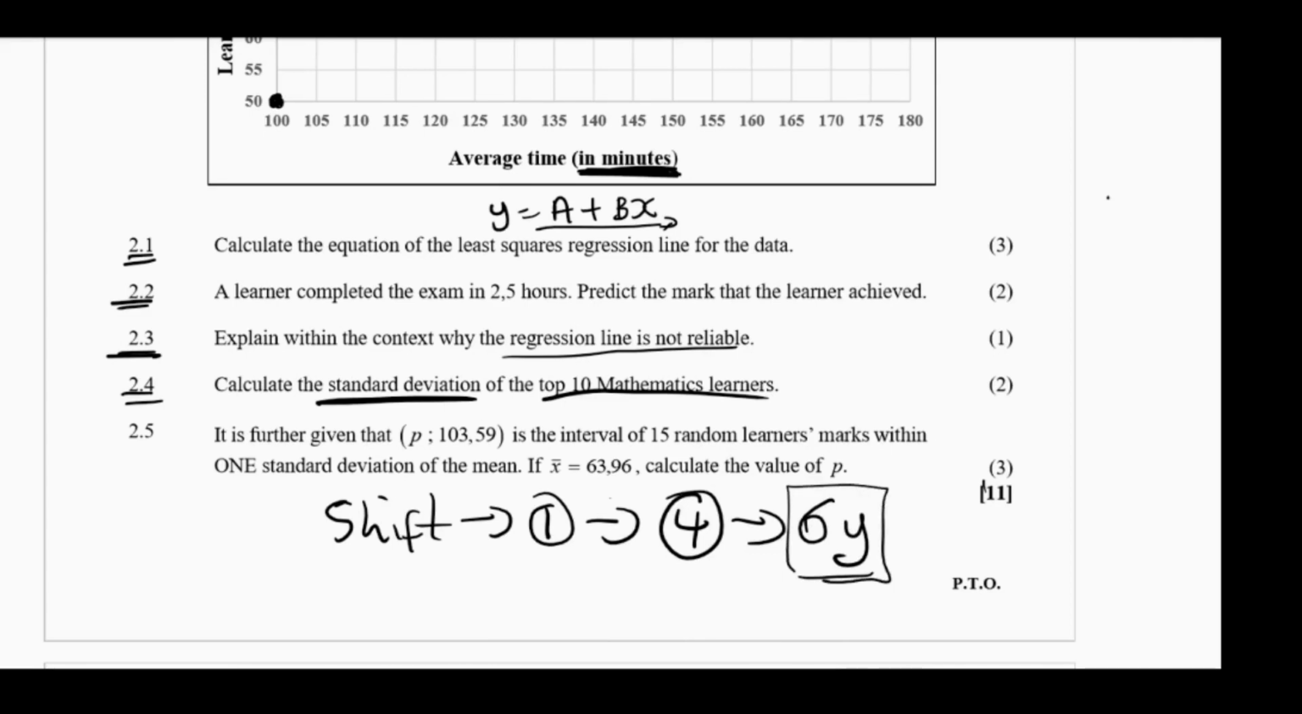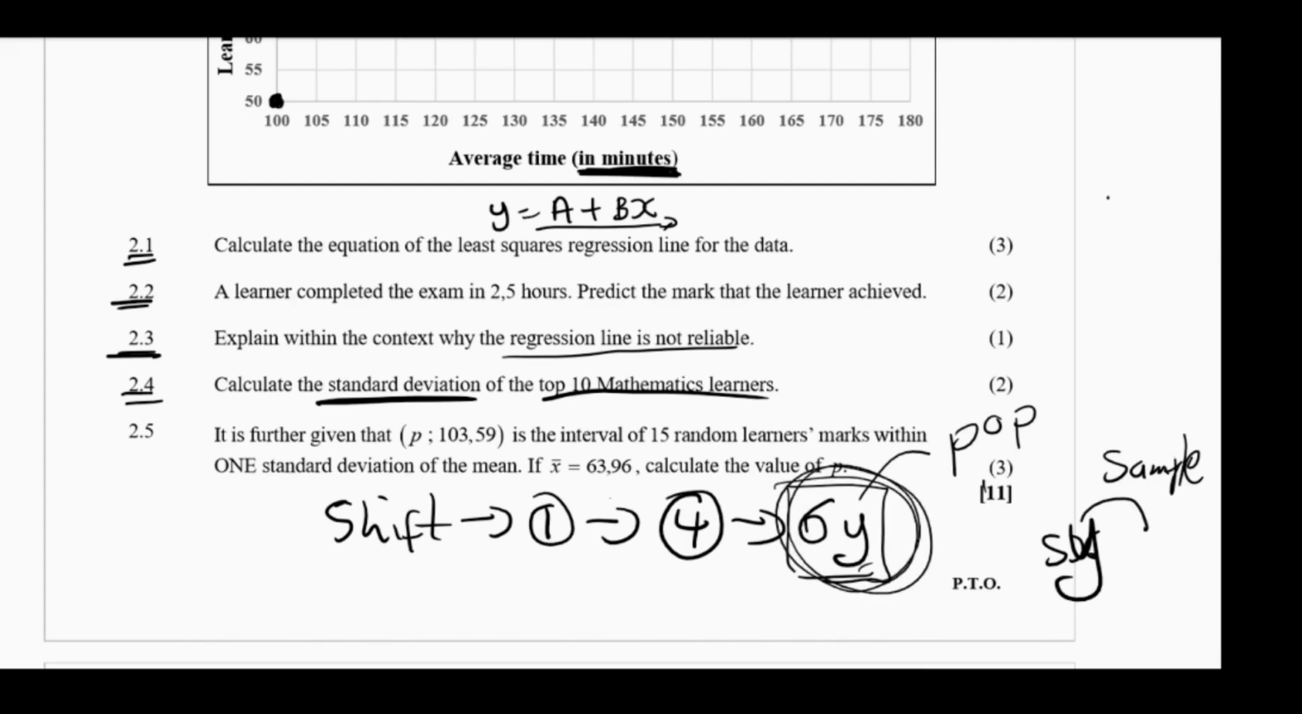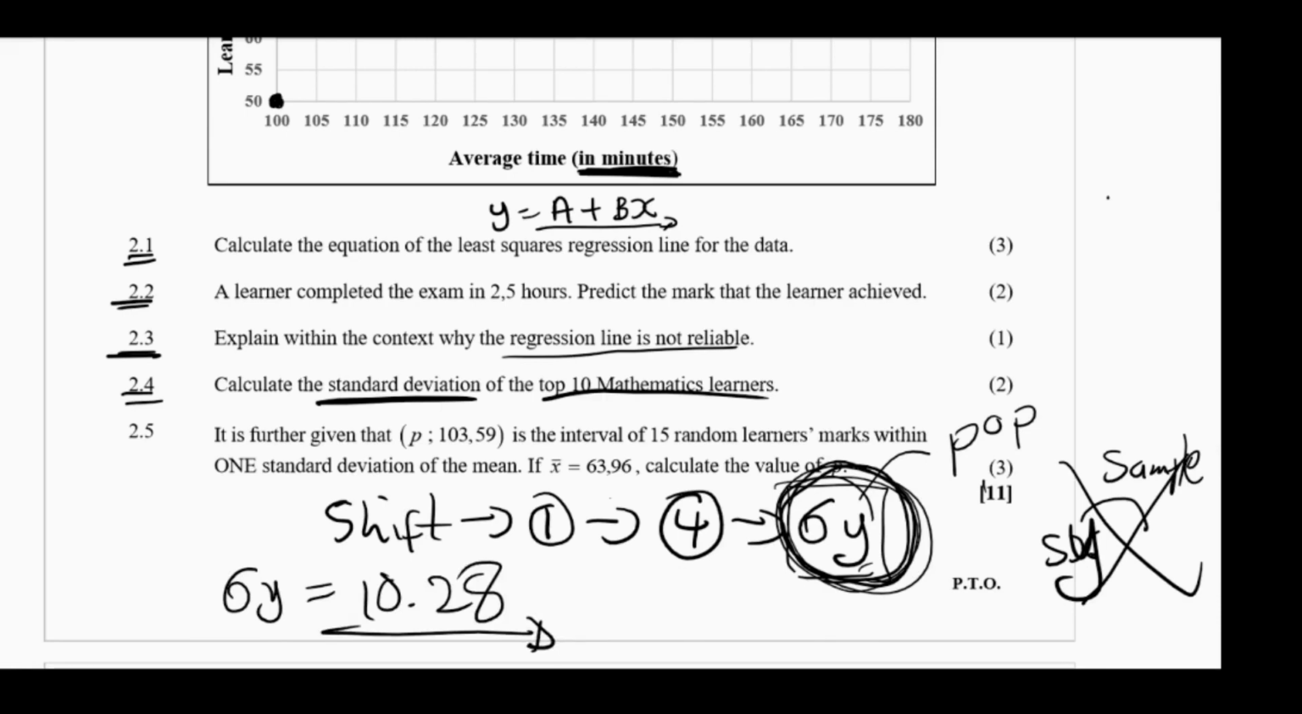Why are you choosing this one? Because this represents population, right? But if you choose this one, it represents samples. So here we're talking of people, so we need this standard deviation, not this one here. So you're going to choose a standard deviation that looks like this in your calculator. So your standard deviation is supposed to be 10.28. That is what you're supposed to get.